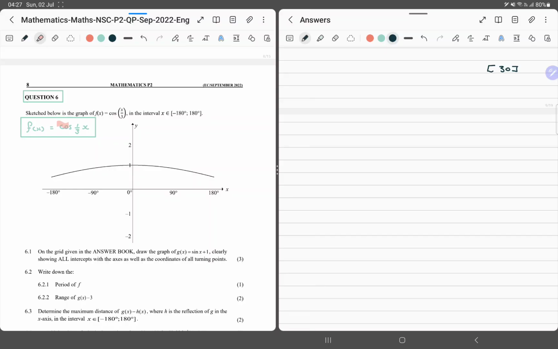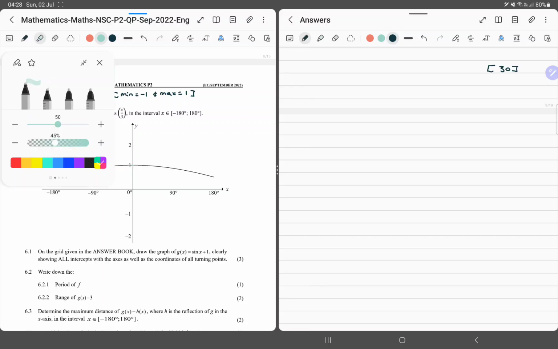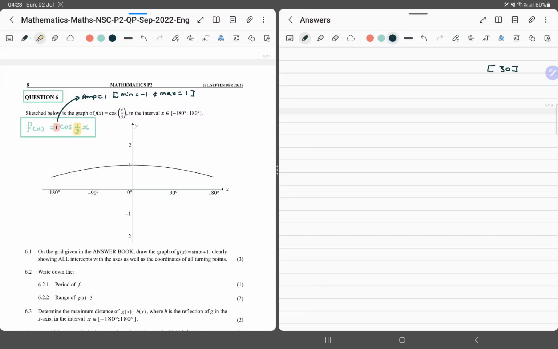Okay, what do we see now? We can see here that we've got an invisible 1 as the coefficient of the function. So what does that translate to? That tells us our amplitude is 1, giving us a minimum of -1 and a maximum of +1. And we can see here it's already the case. The maximum is at 1. Now the next thing here is the coefficient of our angle. It is also giving us a story that the period is going to be the standard 360 degrees for cos divided by a third, which will give us, so let's see, 360 divided by a third is basically 1080 degrees.